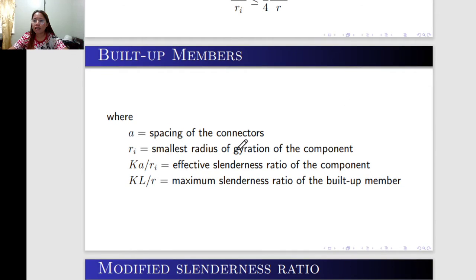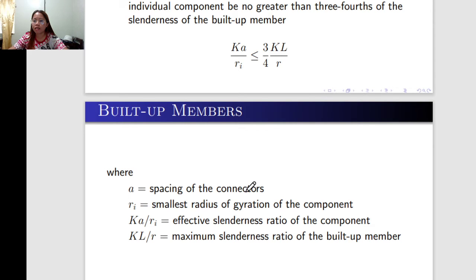So this a is the spacing of the connectors. The r sub i is the smallest radius of gyration of the component. Ka over ri is the effective slenderness ratio of the component, and KL over r is the maximum slenderness ratio of the built-up member. Like this individual, the Ka over ri is the effective slenderness ratio of the individual component.